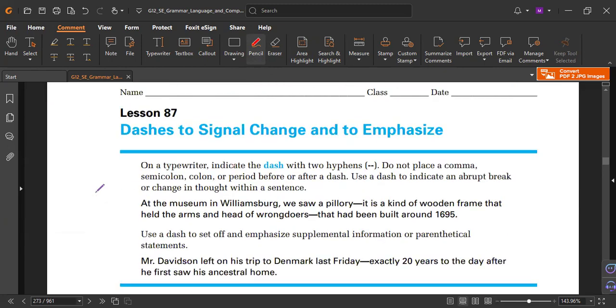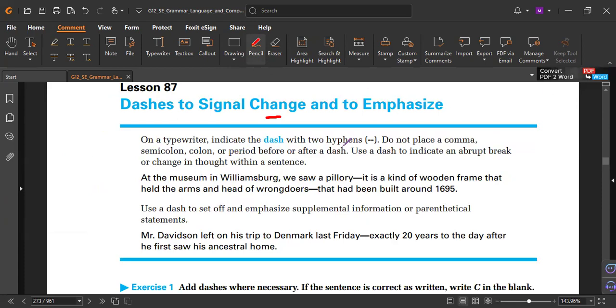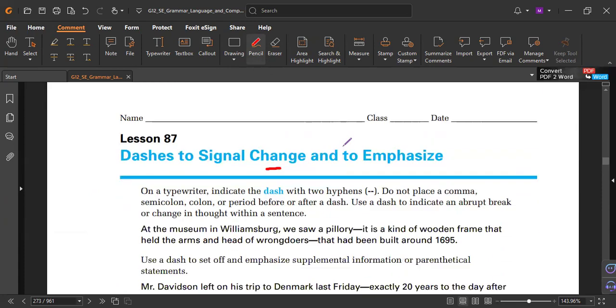Okay. For lesson 8, 7. Dashes to signal a change or to emphasize. As I told you, we can use two dashes. Let me remind you of something. I told you if we want to use a single dash, complete sentence, dash, and after it can be a complete sentence or an incomplete sentence. It's just similar to a colon. But that is if it is one single dash.